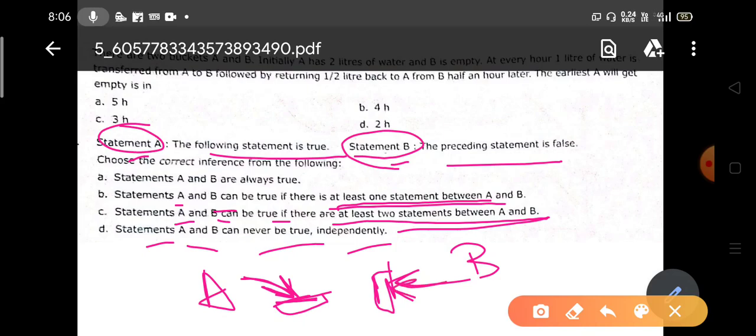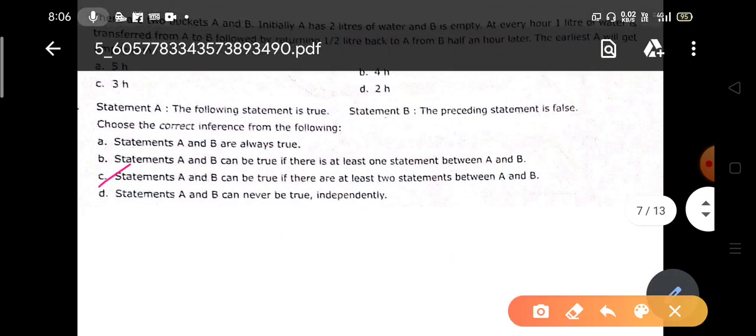So there should be two statements in between A and B. Okay, so option C is the correct option.